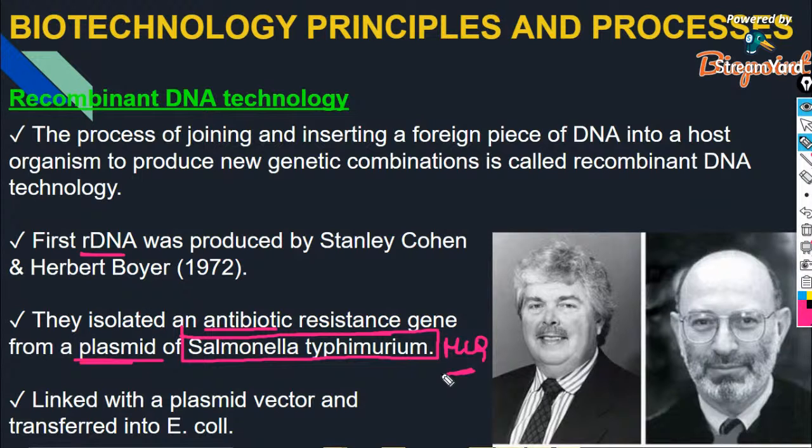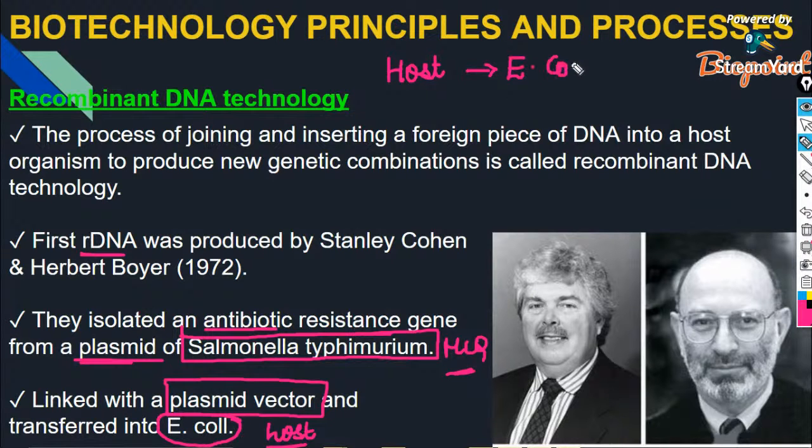Clear? What is a plasmid? A plasmid is an autonomously replicating extrachromosomal material. And what was the host over here? Plasmid is always used as a vector, and it is transferred into the host organism, that is E. coli. You have to always remember two important things: always in biotechnology, the host organism is E. coli bacteria, and the vector, what is a vector? The carrier.